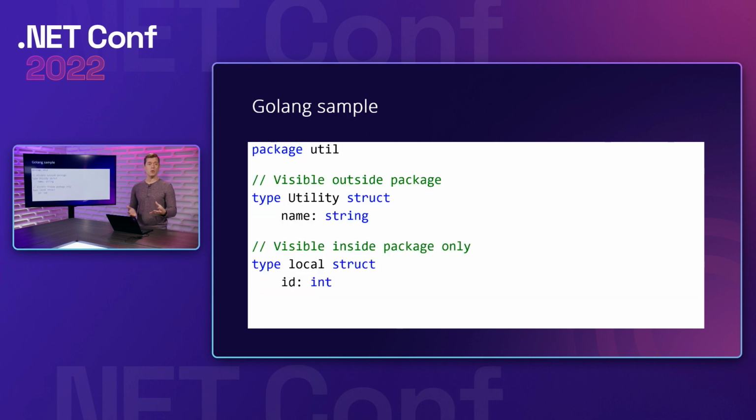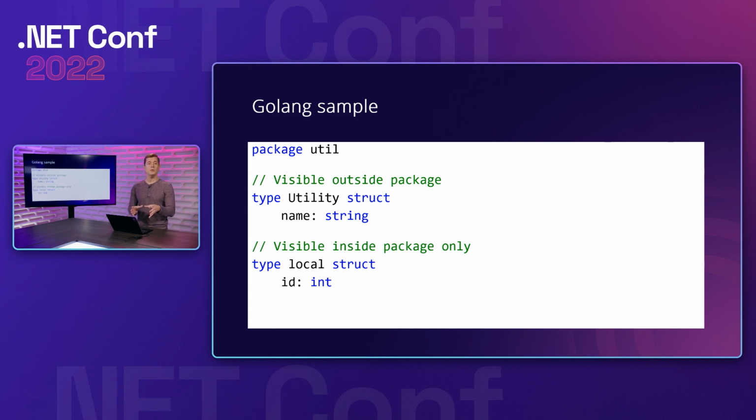Next, we looked at Golang. Golang has a similar concept called package level visibility. Their mechanism is a bit different. Uppercase type names are visible outside the package. Lowercase type names are only visible within the package. It's simple, but it is very effective, and it is highly used by the Go community.